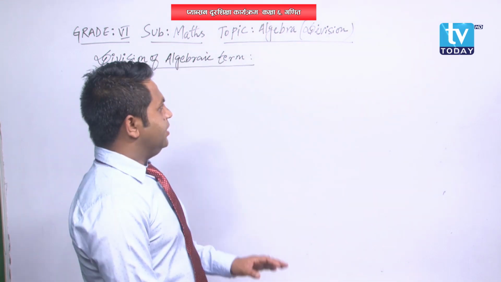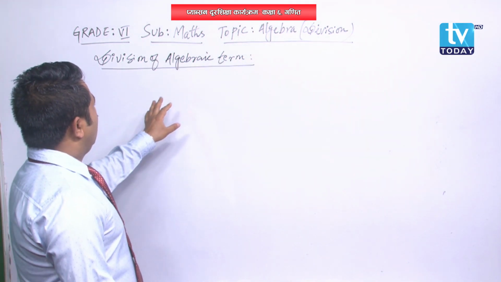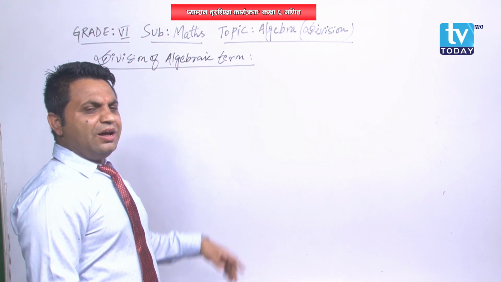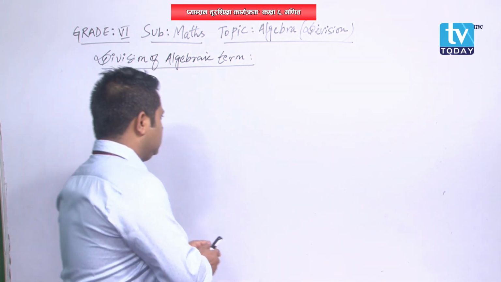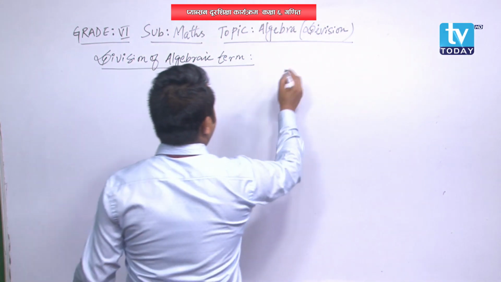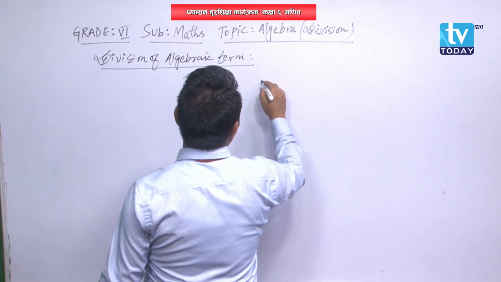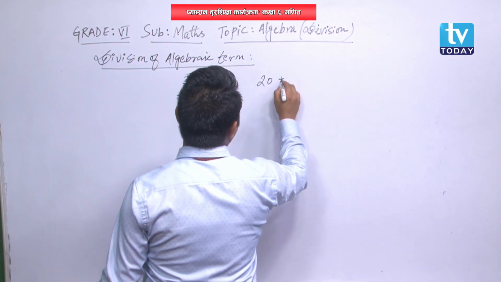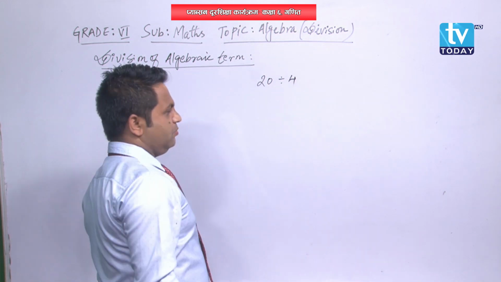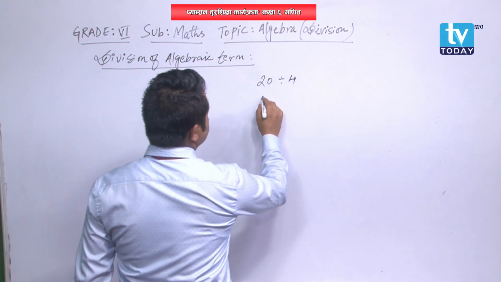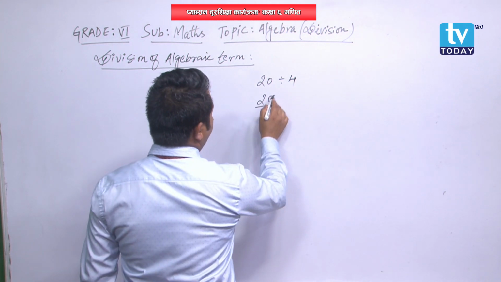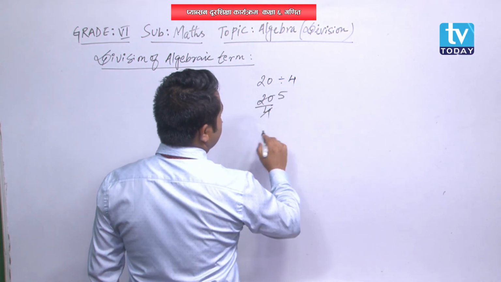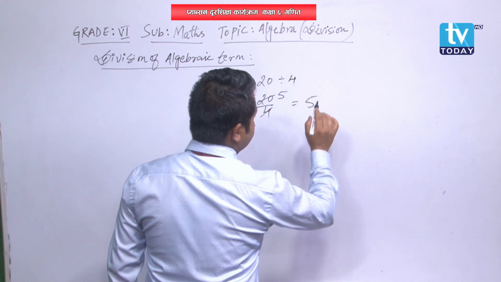Today our topic is division of algebraic terms. Now, you know how to divide in arithmetic. Suppose you divide 20 by 4, then you can write it as 20 upon 4. 4 1s are 4, 4 5s are 20. That means 5 times.